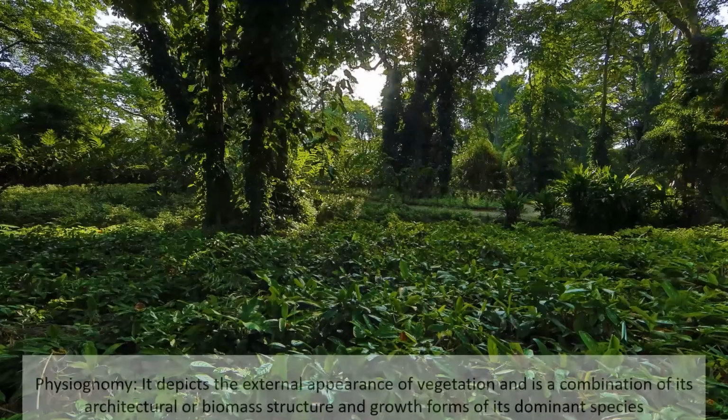Now, there are certain parameters which are used to describe a community. So how do you know that this community consists of such type of forest, this community consists of such type of trees? So there are certain parameters to describe communities. The first one is physiognomy.